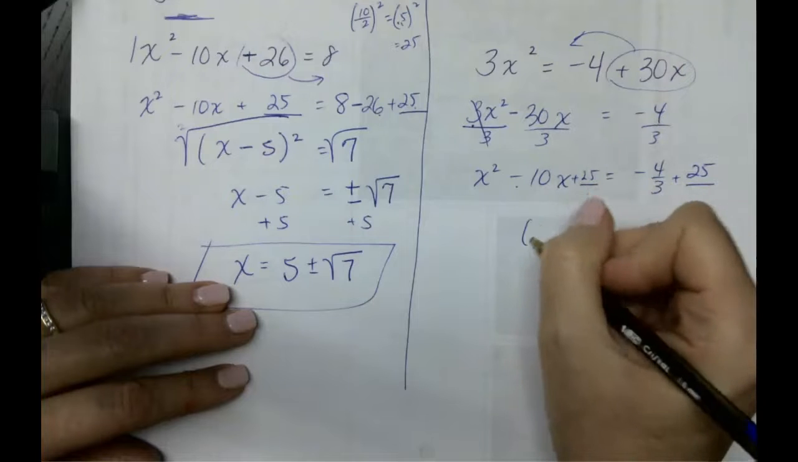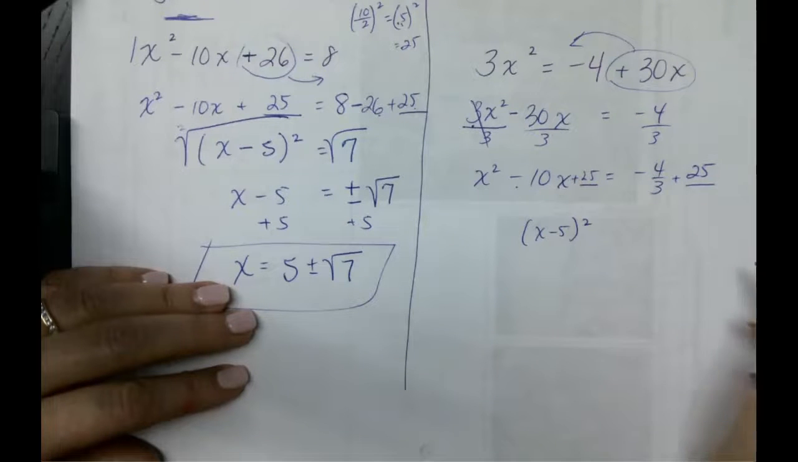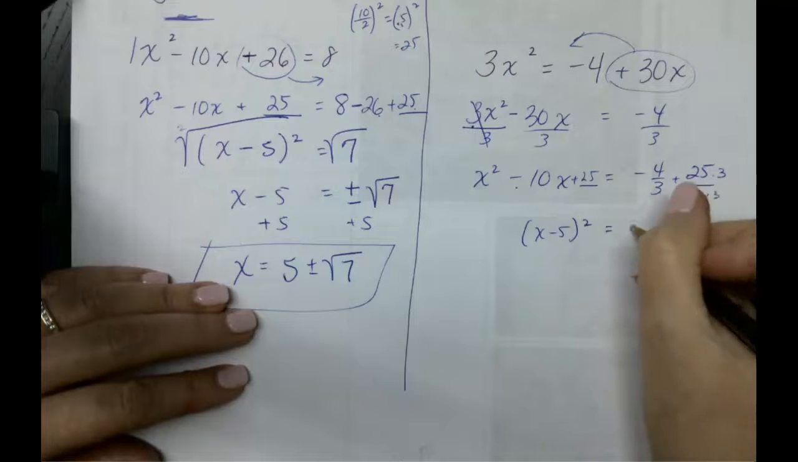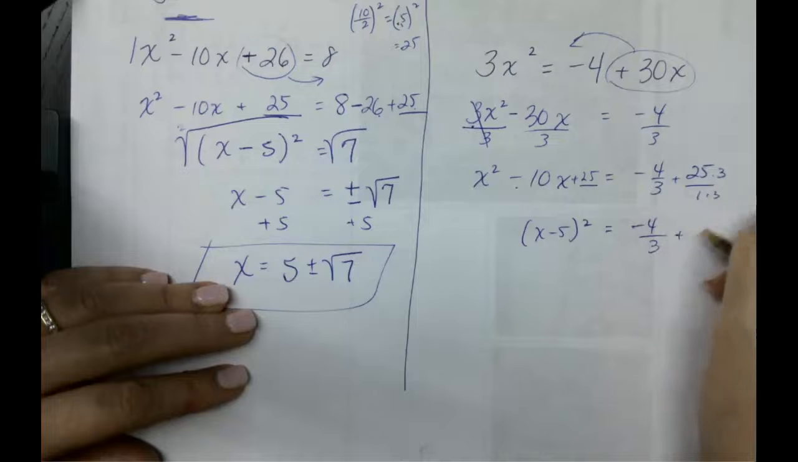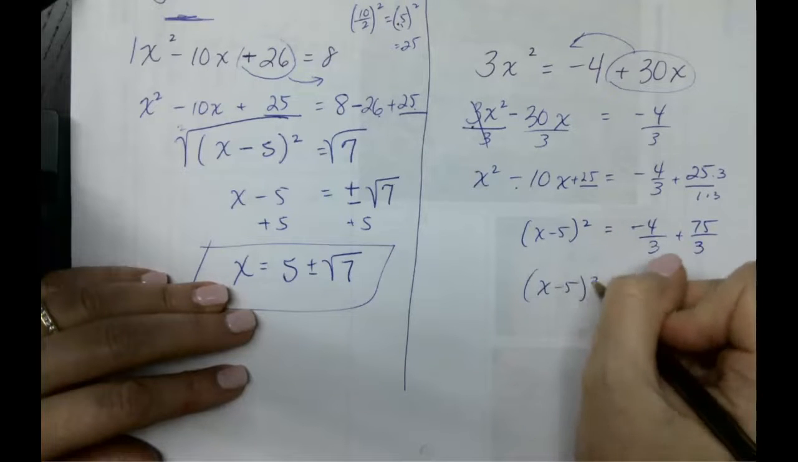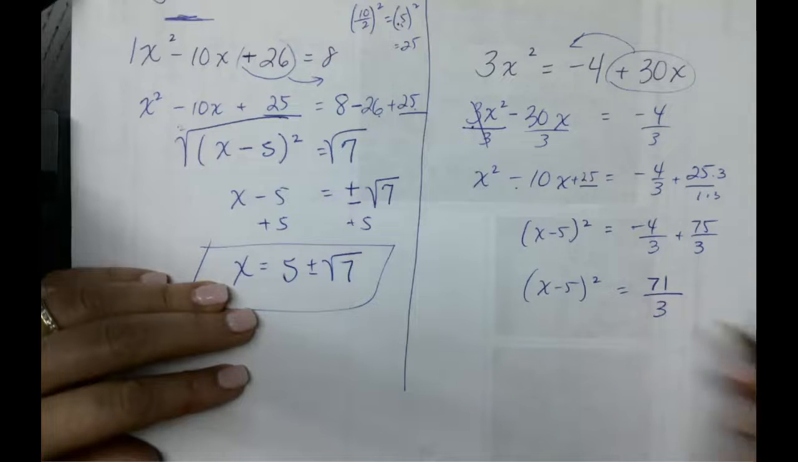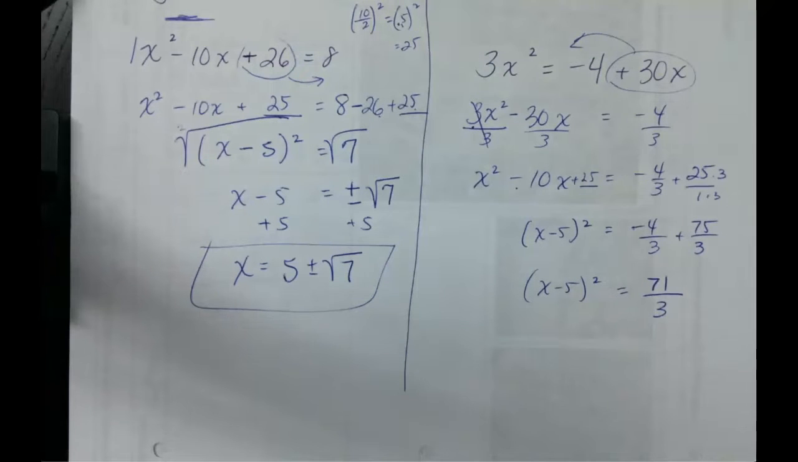So it factors just the same on the left-hand side. But on the right-hand side, we've got negative 4 over 3 plus 25 over 1. We need a common denominator. That common denominator is 3. So we end up with negative 4 over 3 plus 75 over 3. That is going to give us 71 over 3.